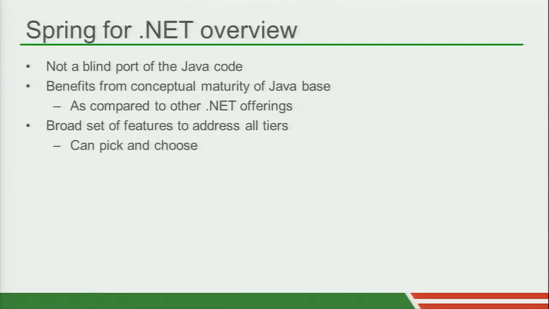One of the things you can do with the Spring Framework for .NET is you can pick and choose. You do not need to adopt the entire framework whole hog, so to speak, all at once. You can incrementally adopt the pieces and parts that make sense to you.